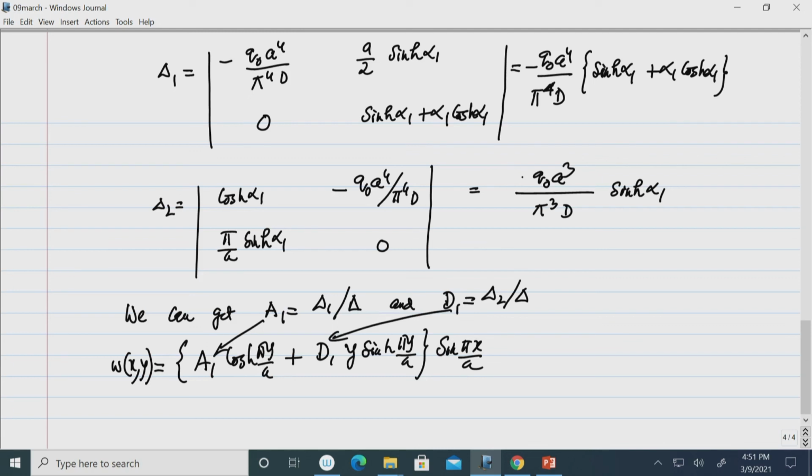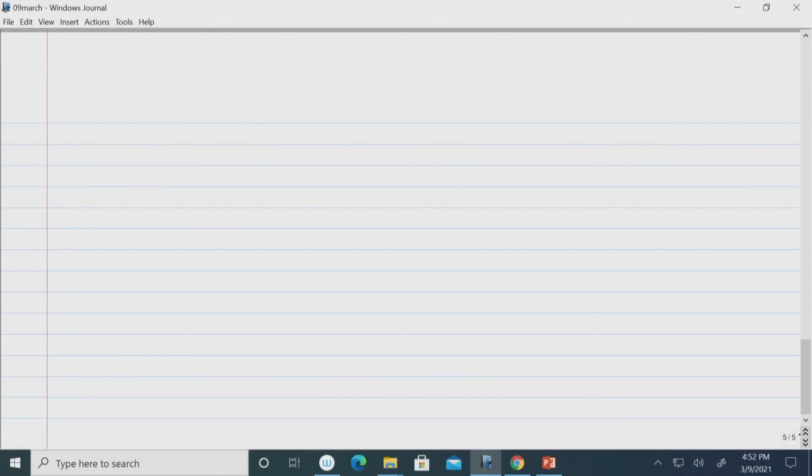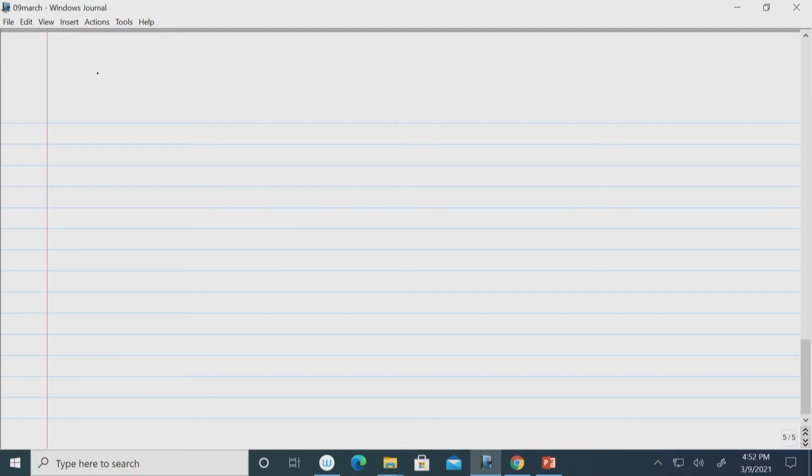Maximum deflection will be at the center of the plate, when x is equal to a by 2 and y is equal to a by 2. So, this is one problem that I wanted to discuss, and that is solved with the help of Levy's method. Second problem, let us consider a general problem which has a completely unsymmetrical condition. So, unsymmetrical condition, the problem 2.